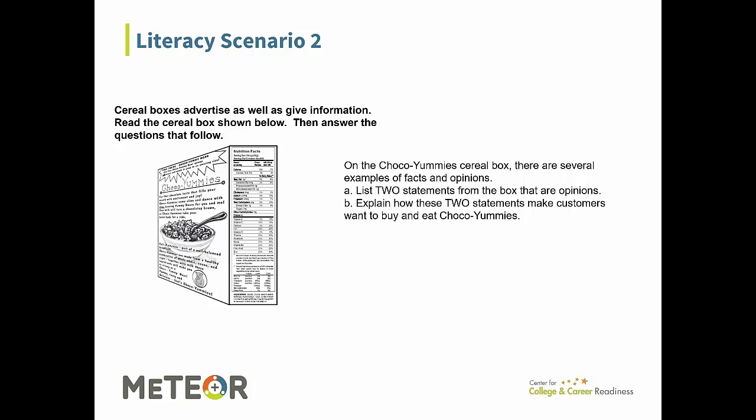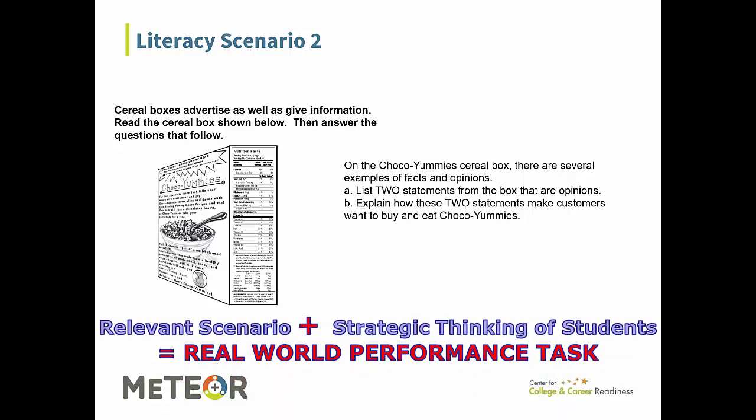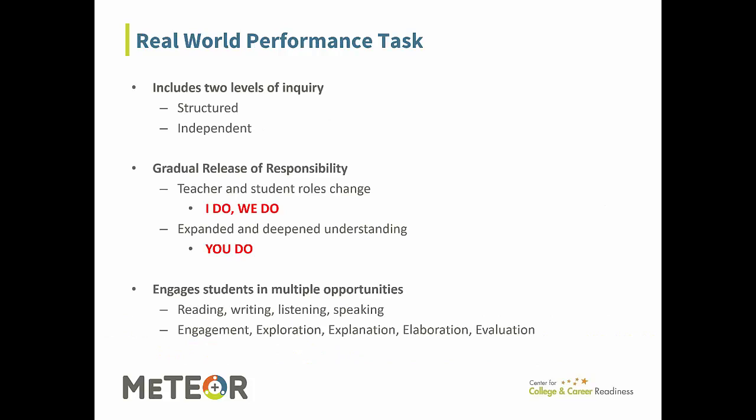Now let's break this task down. First, we can agree that it is a relevant scenario for students. Next, we want to check to see if students must reach the DOK 3 or 4 level of thinking. And in this case, the answer is yes. This task has multiple perspectives where students must defend and justify their answer. So because this task is relevant and requires strategic thinking of students, we can determine that this is a real-world performance task. So we've spent some time talking about and understanding how to identify a real-world versus a real-world performance task.